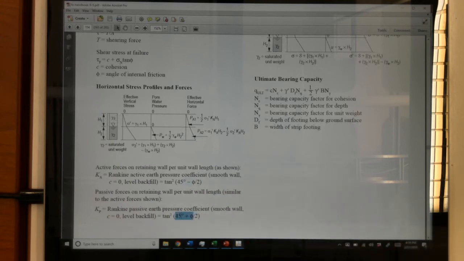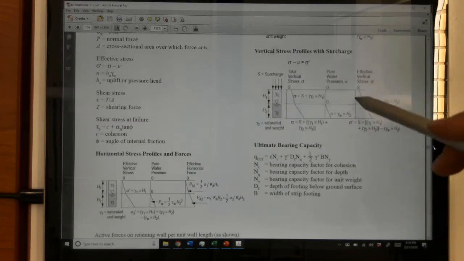I think they're going to tell you, so they're going to ask for what's the Rankine pressure acting on a wall. We'll see a question like that. I think they're going to say active or passive. You're not going to have to make some judgment on that.